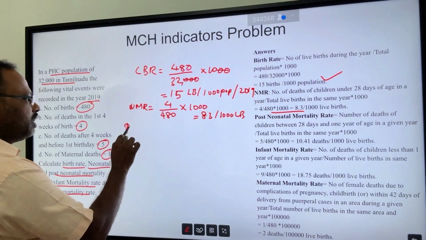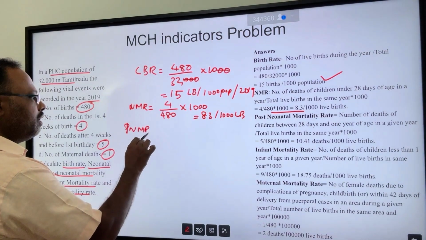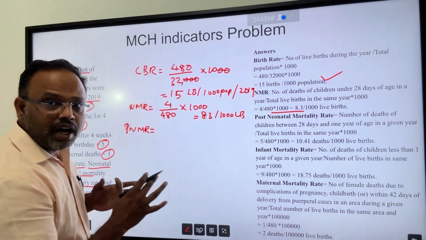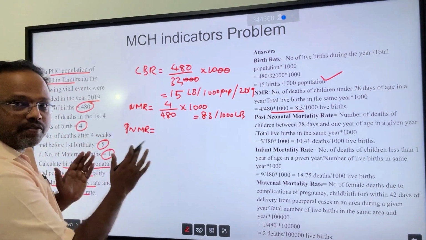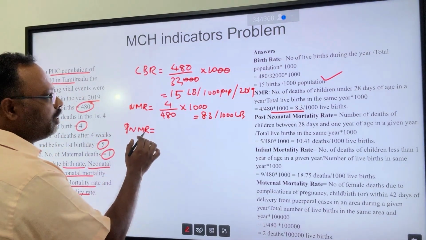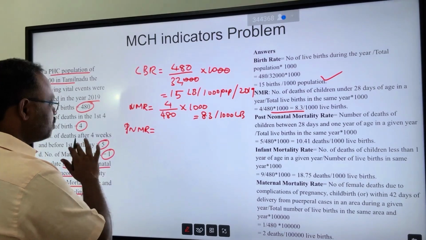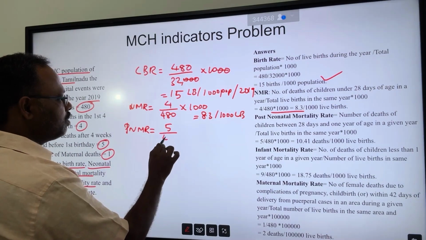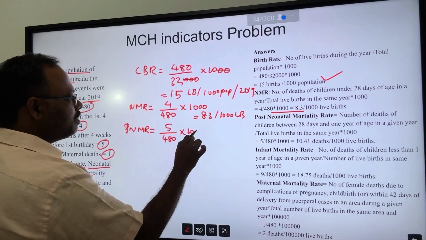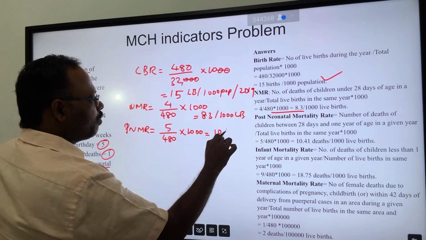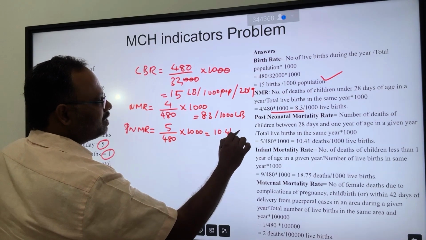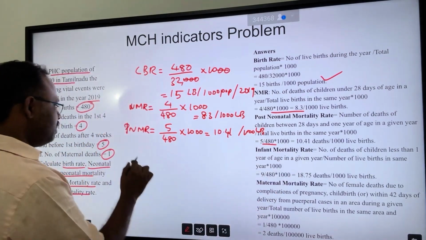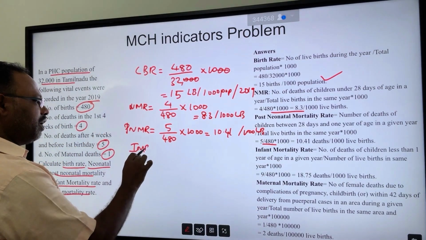Then we have the post neonatal mortality rate. Here it is written after 4 weeks. Sometimes they will ask for early and late also. You need to subtract from the given data to get the data. Here the question is direct, so you have to substitute the direct numbers like this. So 5 divided by 480 into 1000 will yield 10.41 post neonatal deaths per 1000 live births. So the answer is here.